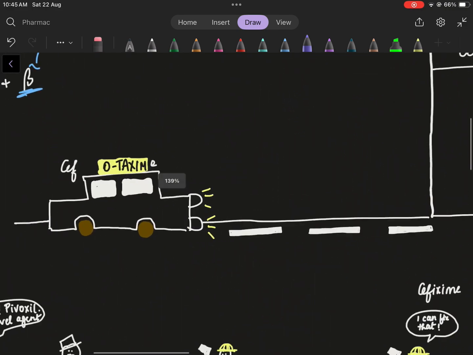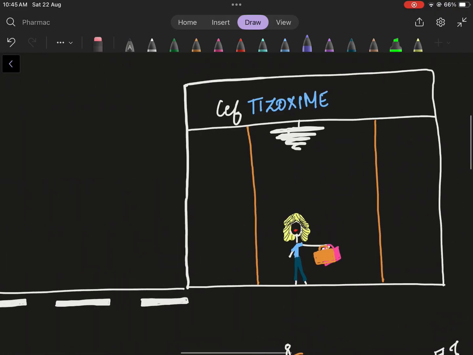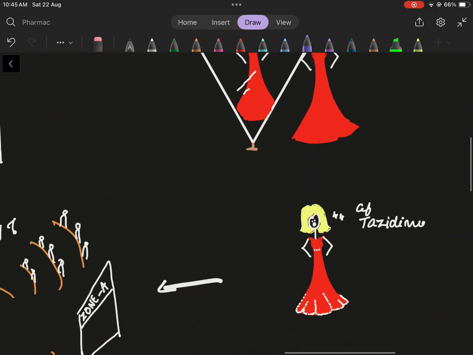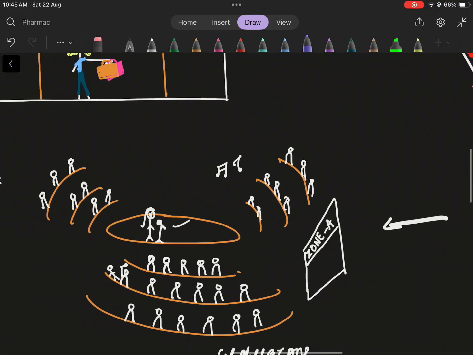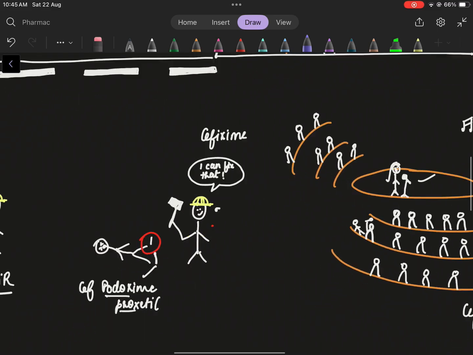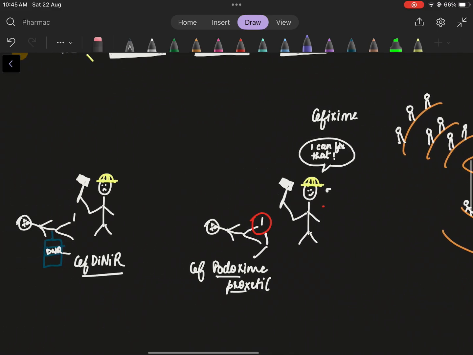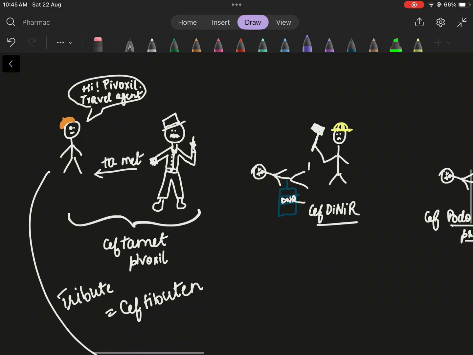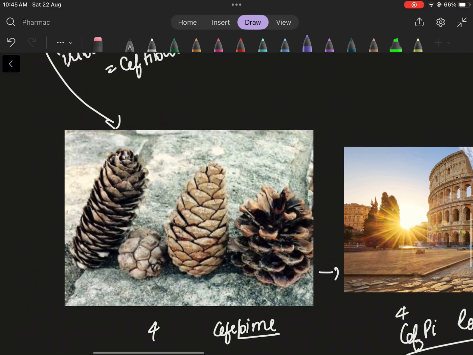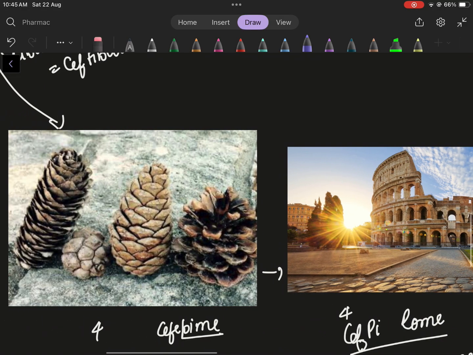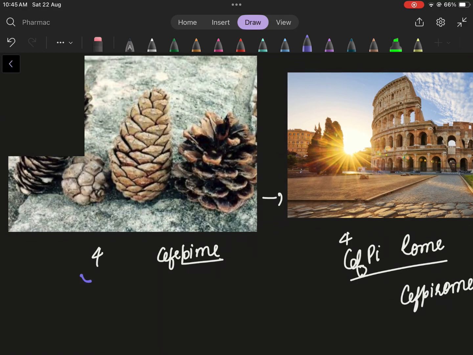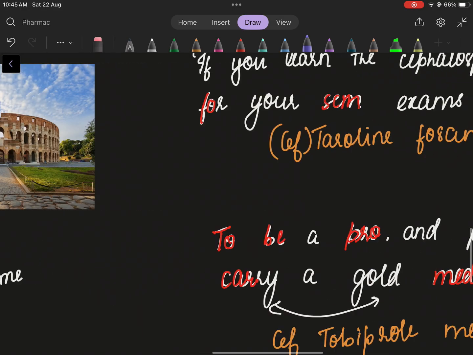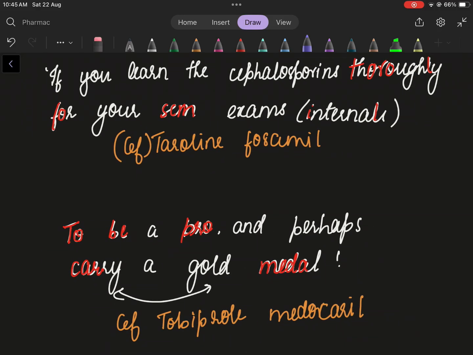So let's go over it one last time. Say it with me. Cefotaxime, ceftizoxime, ceftriaxone, ceftazidime, cefoperazone, cefixime, cefpodoxime proxetil, cefdinir, ceftamet pivoxil, and ceftibuten. These are your third generation. Fourth generation is cefepime and cefpirome. That is, 4 pine cones, 4 trips to Rome to remember that it's in the fourth generation. Okay? All this for what? Ceftaroline for salmon, ceftobiprole, medocaril.